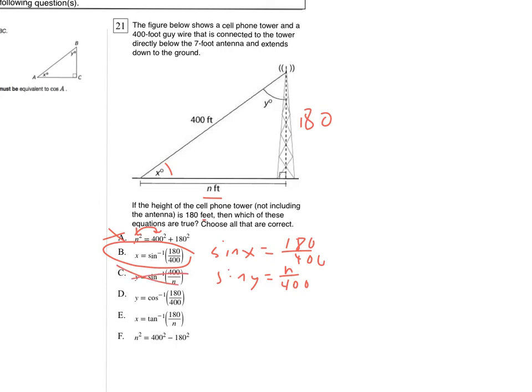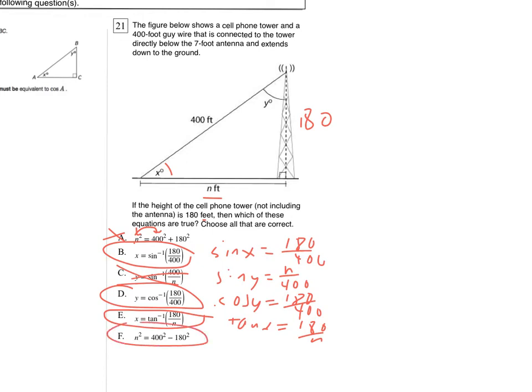Cosine, or sorry, y equals cosine inverse of 180 over 400. Let's check that out. Cosine of y is 180 over 400, so if I did the inverse on that, that would work out. And then tangent of x would be 180 over n. So if I inverse that, that would work. And then n squared equals 400 squared minus 180 squared. This would work because this is our Pythagorean theorem: 400 squared equals n squared plus 180 squared, except they subtracted the 180 squared over to the other side.